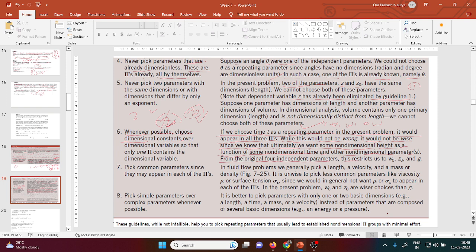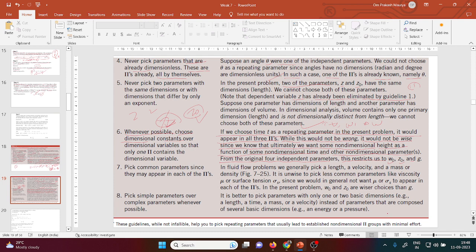So this restricts us to W naught, Z naught and G. Time we can take, but what is happening with time? What is written in guideline 6? If we choose time as a repeating variable, it would appear in all three pi's, because a repeating variable means that when we write pi 1, the t term will appear. When we write pi 2, the t term will appear. When we write pi 3, the t term will appear.